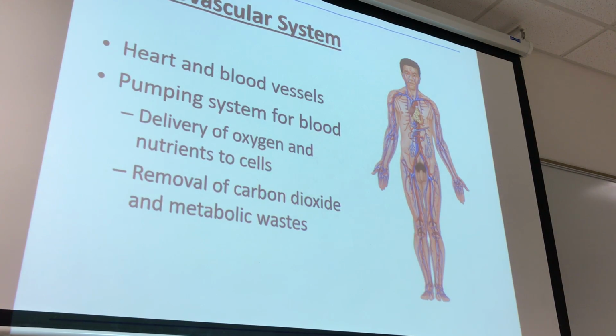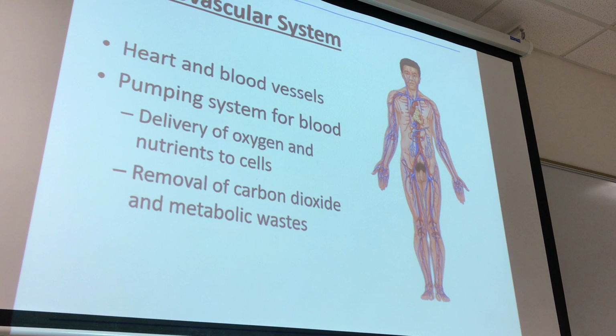So the cardiovascular question that they tend to ask says something to the effect of: what organ system delivers oxygen and nutrients, and removes carbon dioxide and metabolic waste. All right? The key here is that it's not just oxygen and carbon dioxide. They're talking about the other things the blood delivers or moves around the body. For the respiratory system, it'll just be the introduction of oxygen and the removal of carbon dioxide.